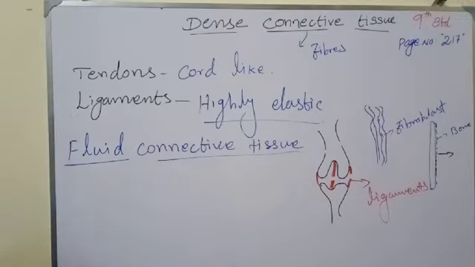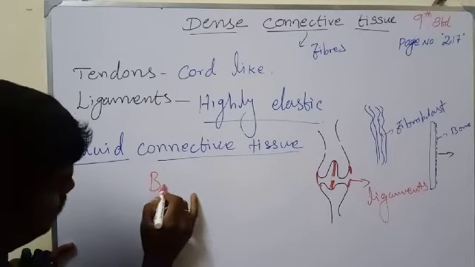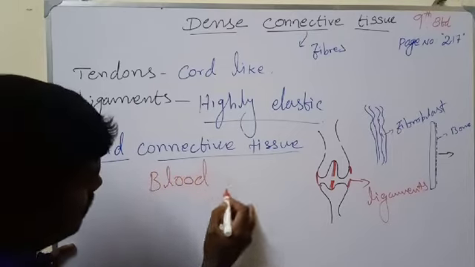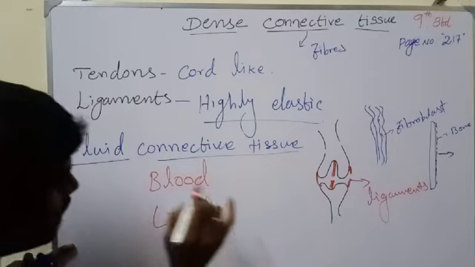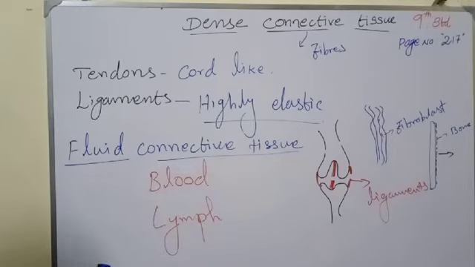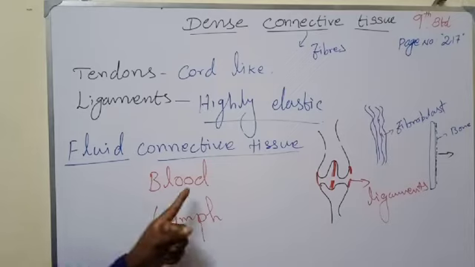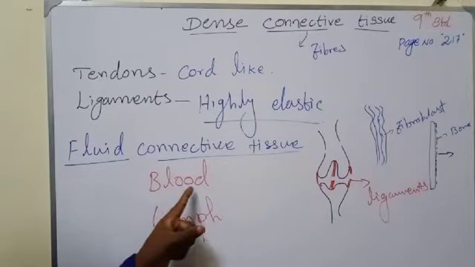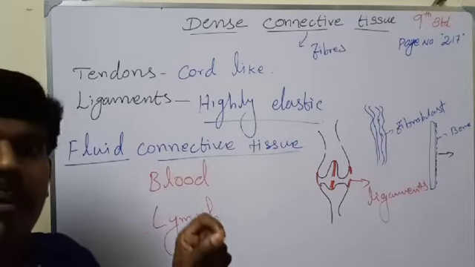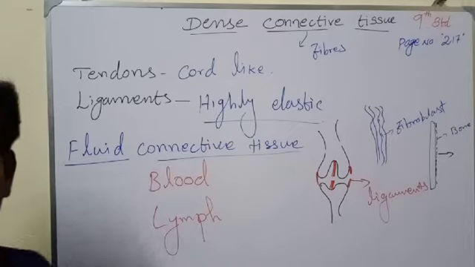See, blood and lymph are the fluid connective tissues. They are having two. What are they? Blood and lymph. Present in two fluid connective tissues, blood and lymph, which link different parts of the body. The connective tissues link one part of the body to another.